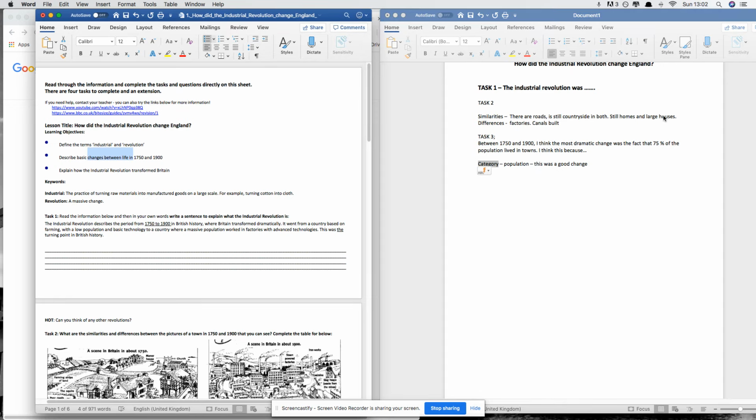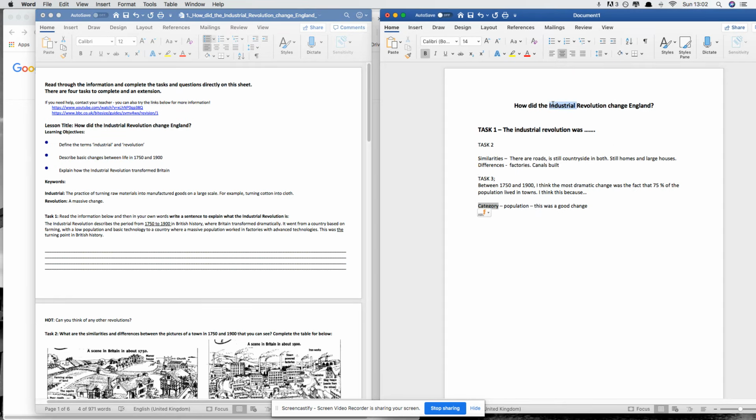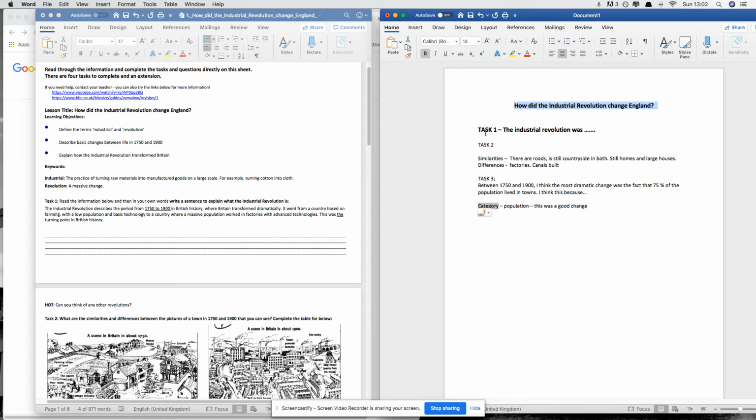First of all, I'd like you to write the title, which I've done on the right-hand side here, and then for each task, make sure you write task 1, task 2, so I know what the tasks are. Okay, so if you look at the sheet, the first task is here. Just above it, you've got keywords that you need to read and make sure you know. You don't need to write them down, but just take a look at them.